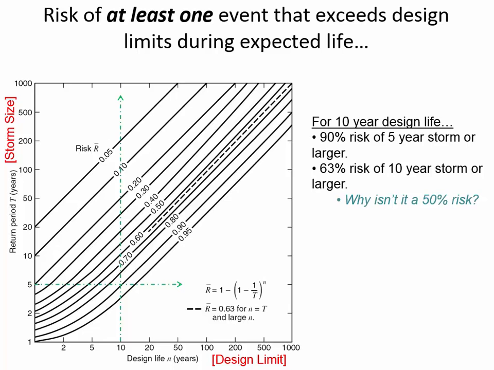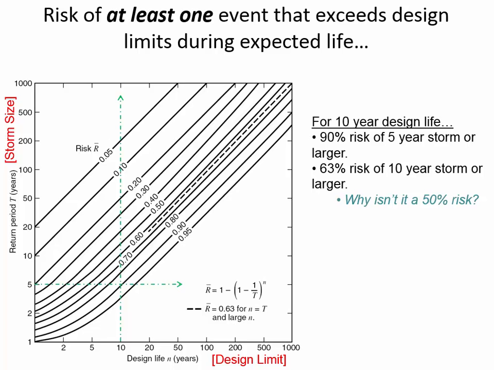All right, so here's a curve that shows design life on the x-axis and then return period of a storm on the vertical axis, and then here is going to be the probability of a certain storm happening. And so let me just illustrate how this works and then we'll talk about what it means.